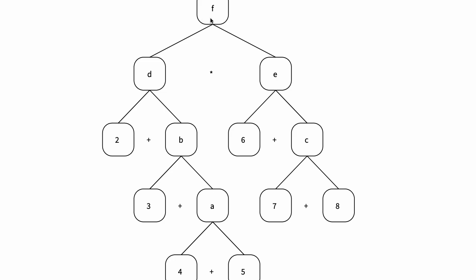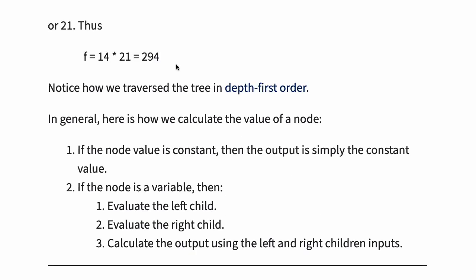Notice how we traverse the tree in depth-first order. In general, here's how we calculate the value of a node. If the node value is constant, then the output is simply the constant value. If the node is a variable, then evaluate the left child, evaluate the right child, then calculate the output using the left and right children inputs.